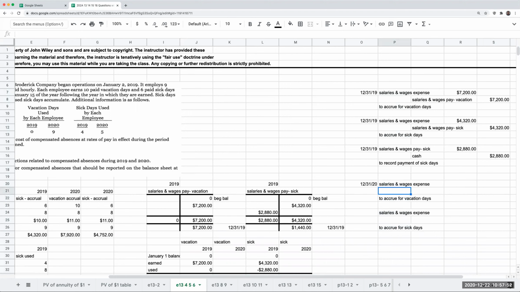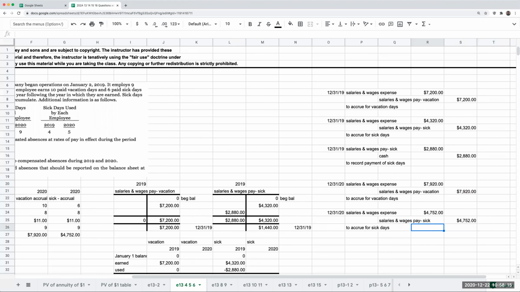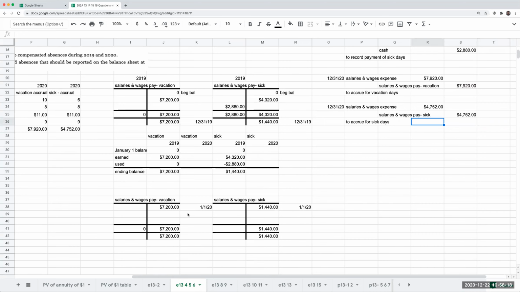During 2020, I'm recording salaries and wages expense and salaries and wages payable for vacation at 7920, and for sick I'm adding in 4752.